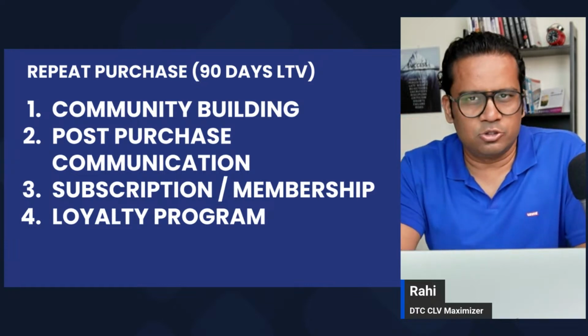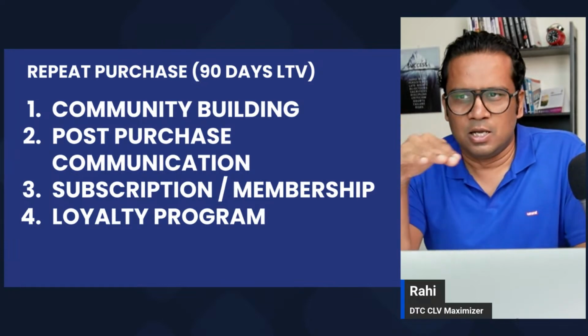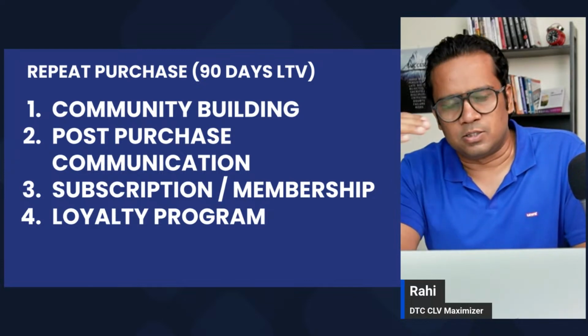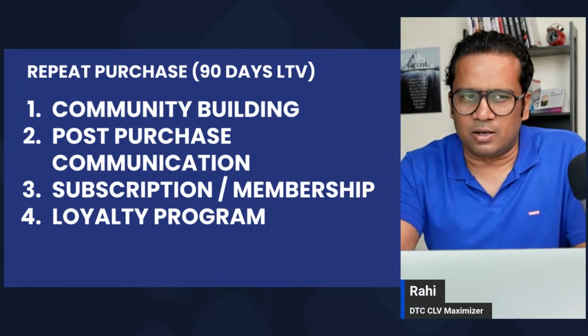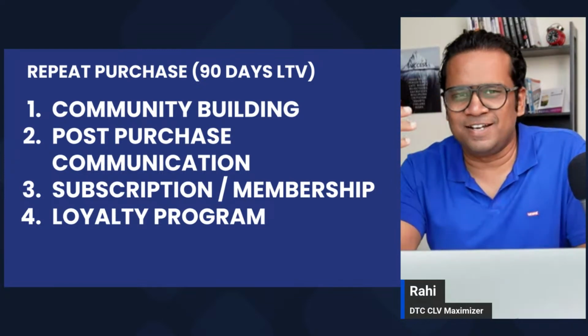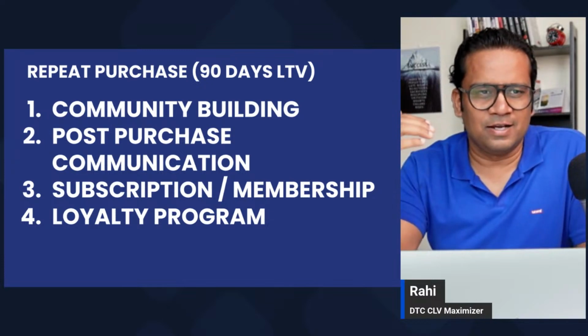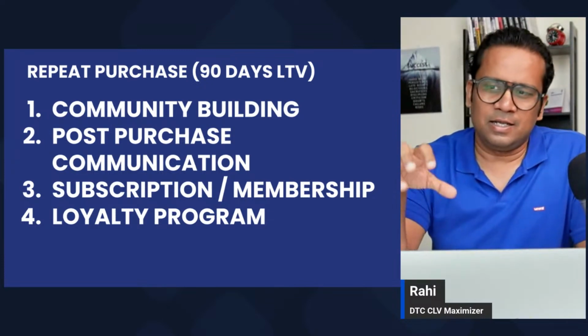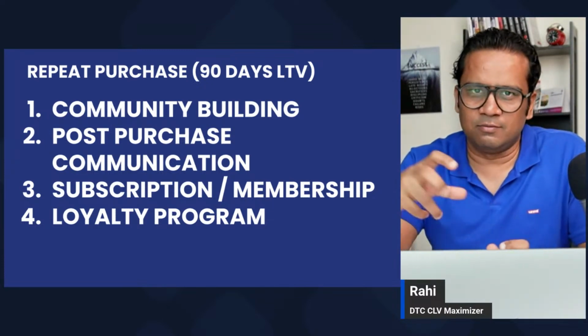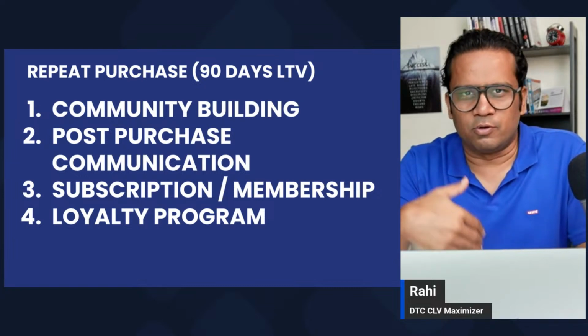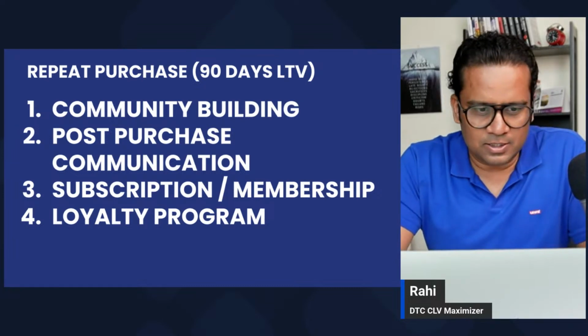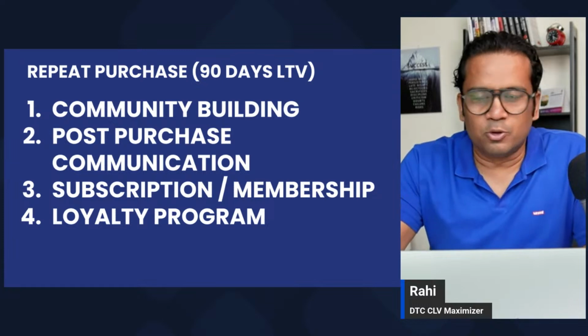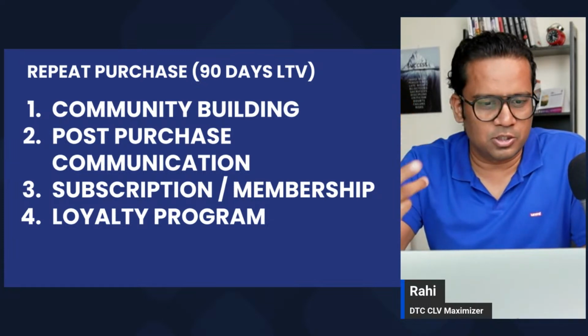So it's like contribution margin, then there is marketing, COGS, and the third was the net revenue. And then in marketing you have two bifurcations: existing versus new, and new further into new from organic and new from paid. And repeat is basically community building, post purchase communication, subscription membership, loyalty program.